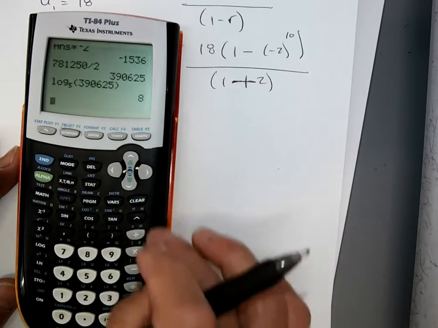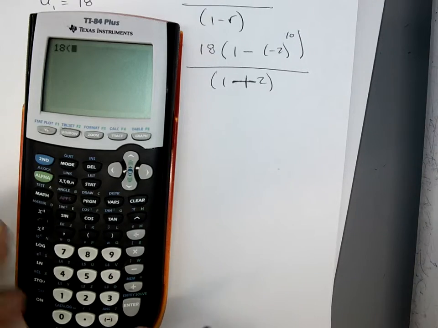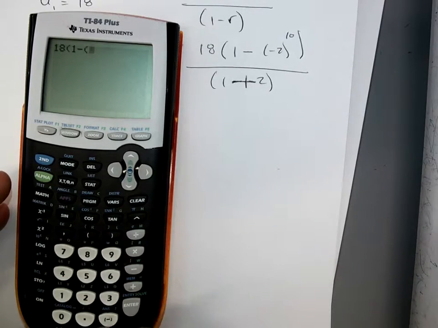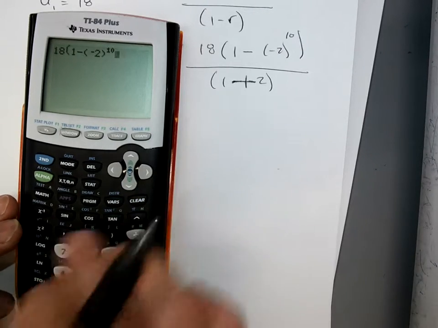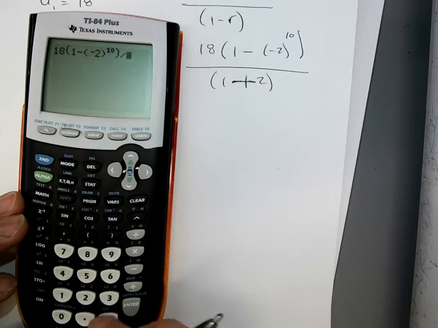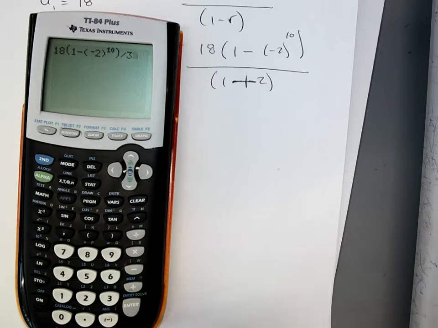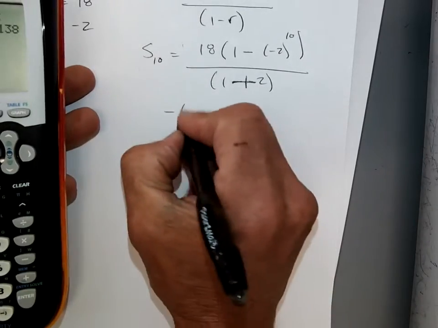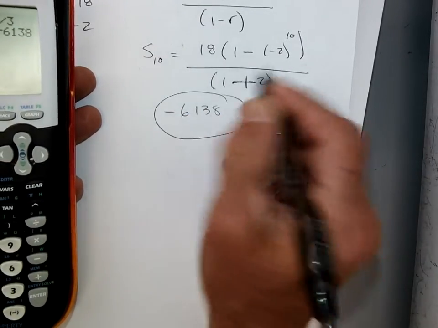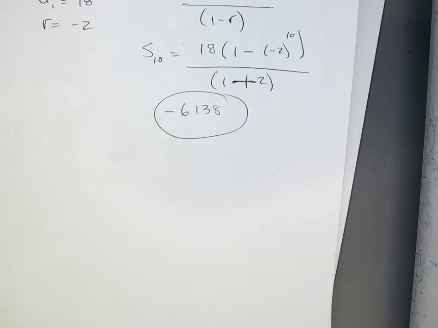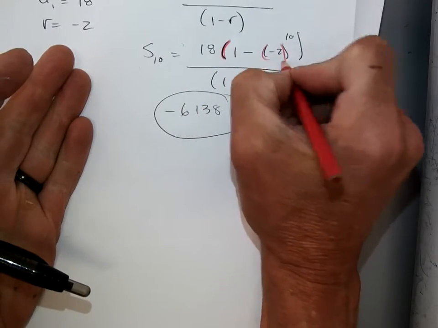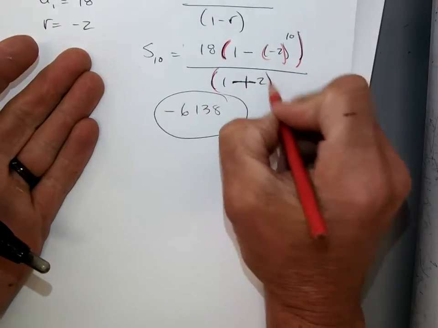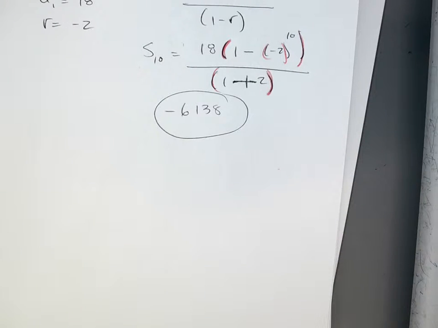So on my calculator, watch how I put it in. I'm going to go 18 parentheses, 1 subtract parentheses, negative 2 to the 10th power, close the parentheses, divided by 3, okay? Divided by just plain old 3. And I get an answer of negative 6,138. Be careful. This problem is not hard. You just have to be careful with your parentheses. Make sure in your calculator you get your parentheses here, there, and there, okay? You've got to have your parentheses, otherwise it's not going to work. Make sure you use your parentheses correctly, okay?